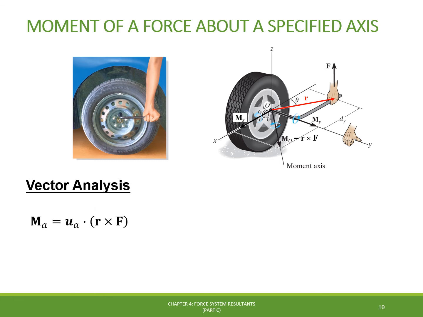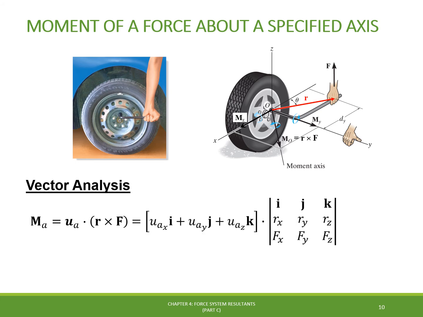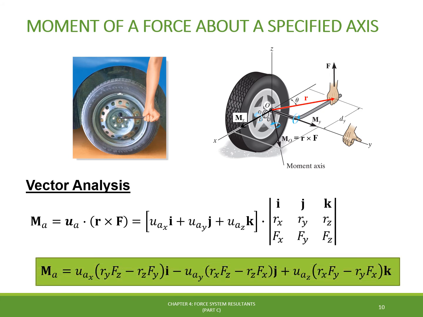Finally, for any specified axis A, we can find the moment in this direction using the dot product between its unit vector uA and the moment caused by the force, represented by the cross product between the position vector and the force vector. When we expand this equation, using the Cartesian notation for the unit vector and the determinant notation for the cross product, we end up having this final vector equation that allows us to calculate the moment about any specified axis represented by its unit vector uA.